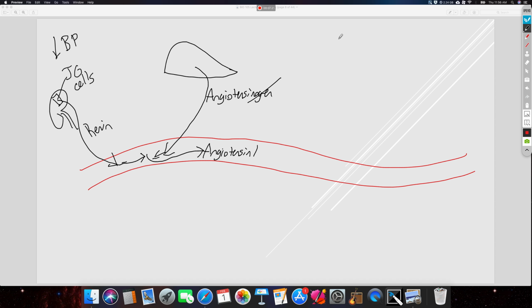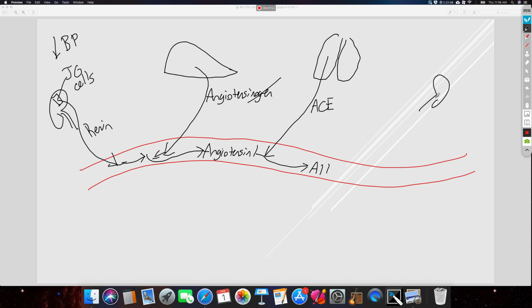Now, our next organ here, got a pair of lungs. And the lungs are going to produce an enzyme called ACE, angiotensin converting enzyme. And angiotensin converting enzyme is going to convert angiotensin 1 into angiotensin 2. We'll just call it A2. Now, angiotensin 2 is going to have a number of important jobs.